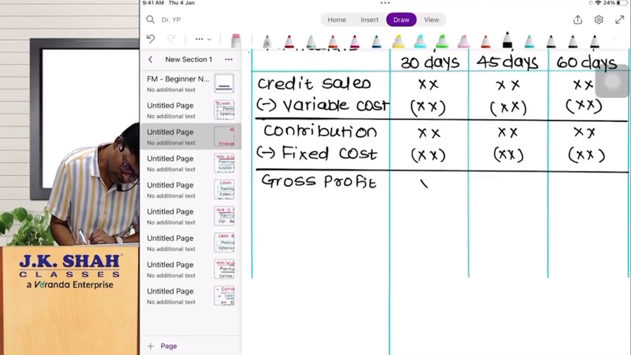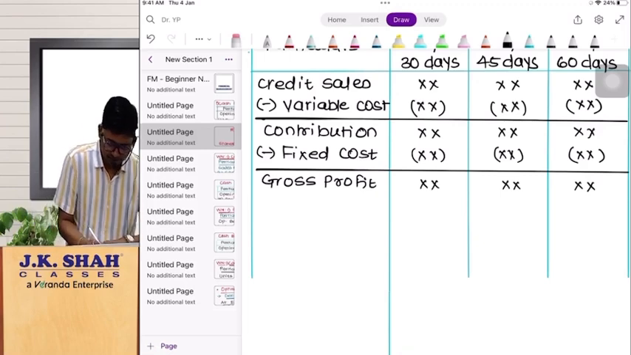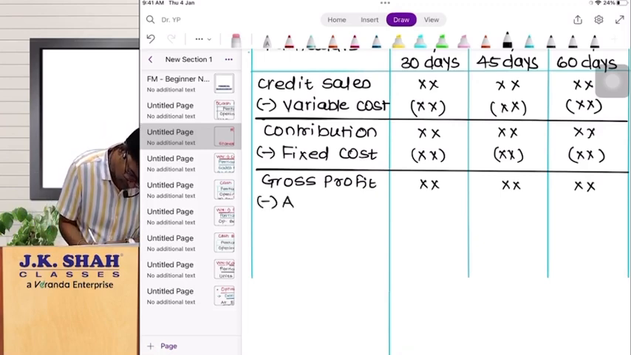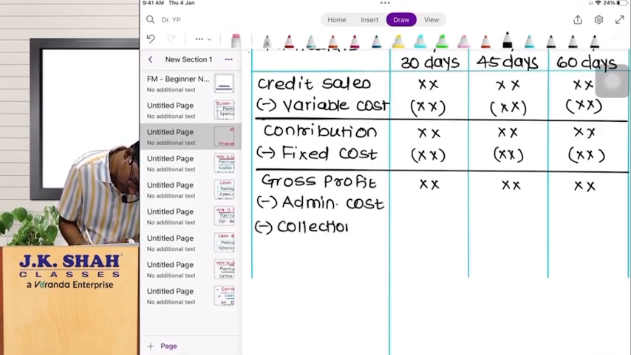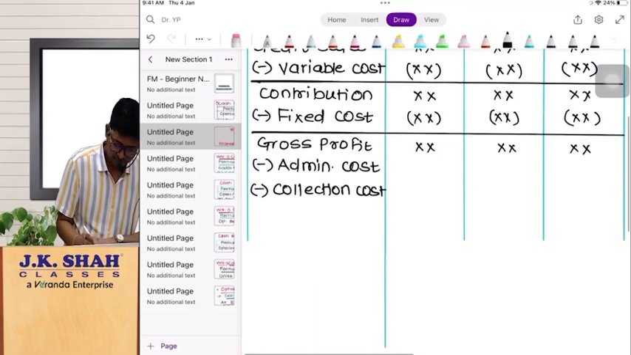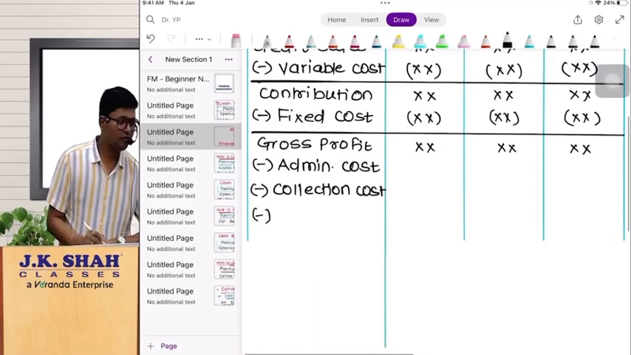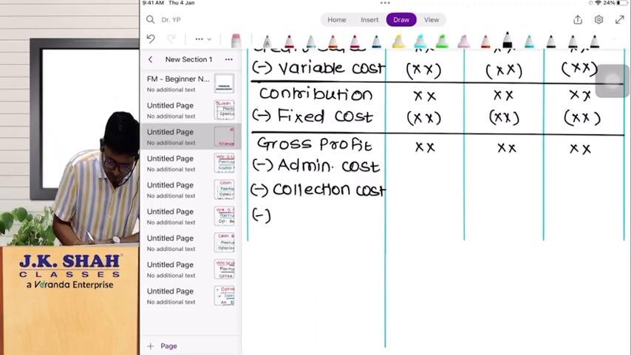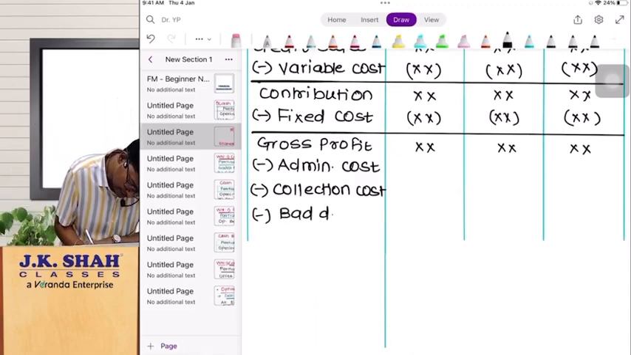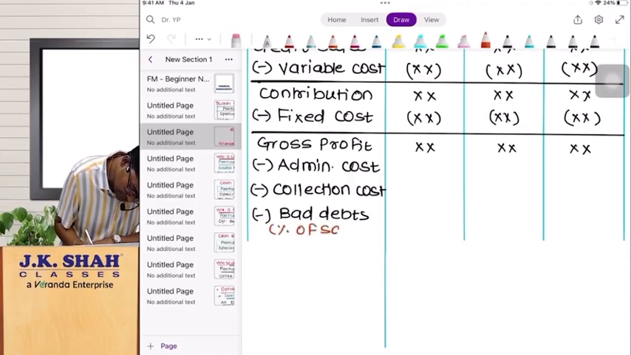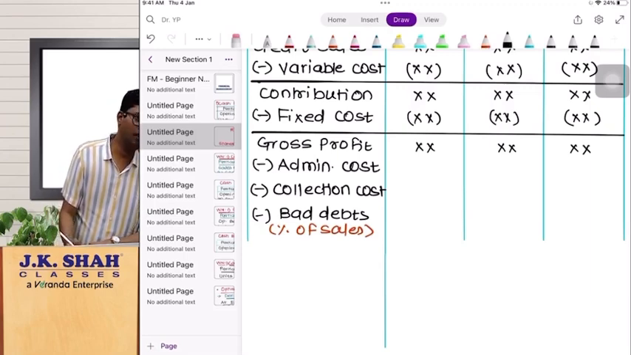Decision is to be taken on the basis of gross profit. No other expenses which are associated with policies are to be deducted. There is a list of expenses. First is admin cost. CC is collection cost. You can also say collection charges. These are the charges given to outsiders for performing special collection duties. Third one is bad debts, and whenever bad debt is given in percentage, you should calculate it as percentage of sales. Certain percentage of sales you are not going to recover, and that percentage is called bad debts.